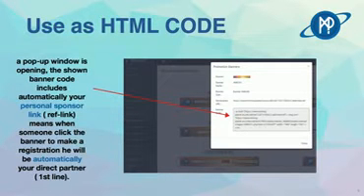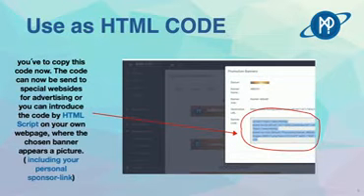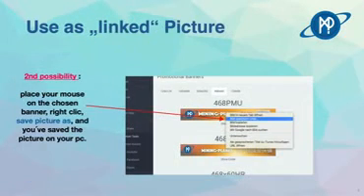The following pop-up is appearing. There you have now to select the entire code with your mouse and to copy it. This code already includes your personal sponsor link. Means if anyone clicks afterwards on the banner, he will be your direct partner.